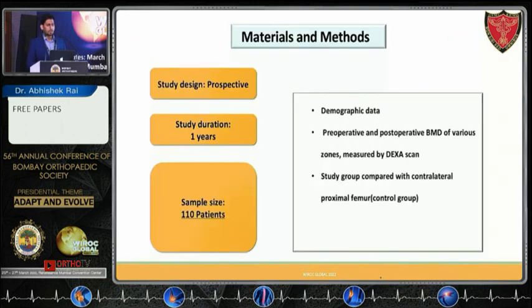So it was a prospective study of a year duration with a sample size of 110 patients. We collected the demographic data of all the patients, and the preoperative and the postoperative bone mineral density of the various zones, with more emphasis on zone 1, zone 4, and zone 7, were measured by the DEXA scan. The study group, that is the affected side, was compared with a control proximal femur, that is the unaffected side. We kept it as controls.